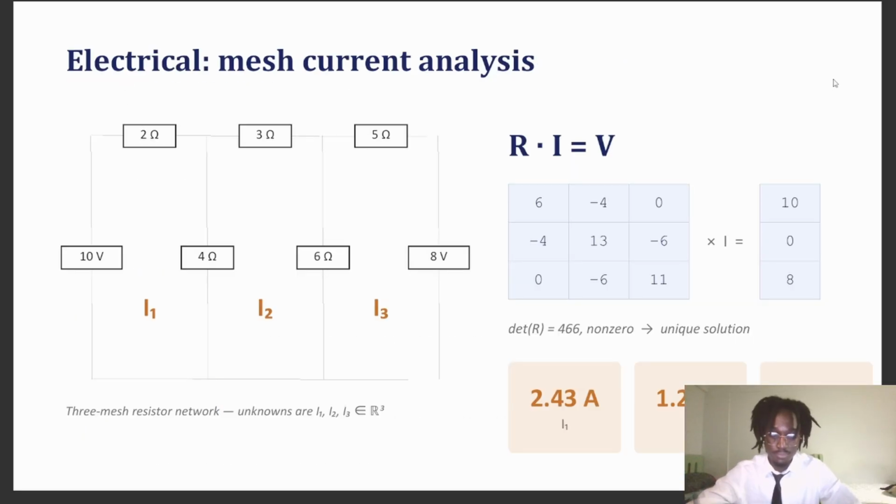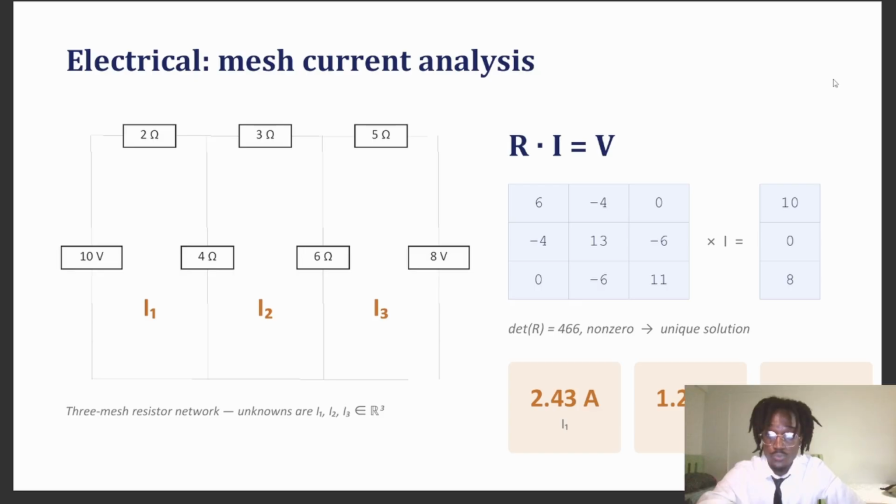Okay, this is our first example. We're going to take these values and input them into a matrix. This is the resistance, as you can see. Now, as you input these values, you see it's Ri = V.